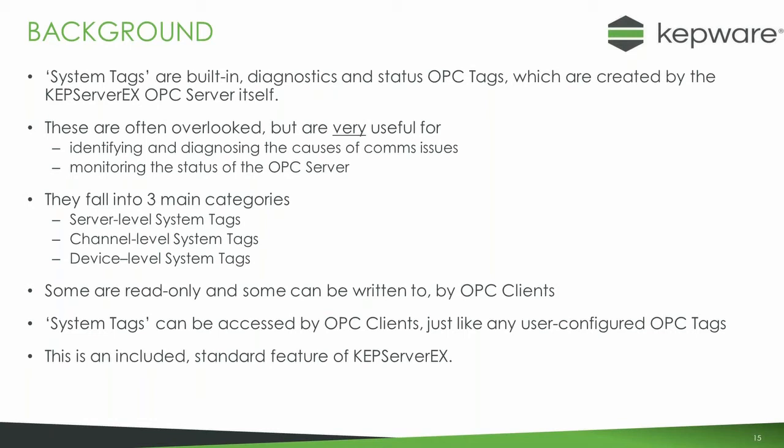And the system tags are created by the KEPServer and are accessible just like any other OPC tag that you might configure. So they're accessible to any OPC clients that are connected. Again, like media level redundancy, this is an included standard feature. So it's not something you have to pay for, it's not something you have to buy. It's just there and you can use it. It's much overlooked, and I would recommend you have a look at the system flags in the KEPServer documentation. They're very, very useful.